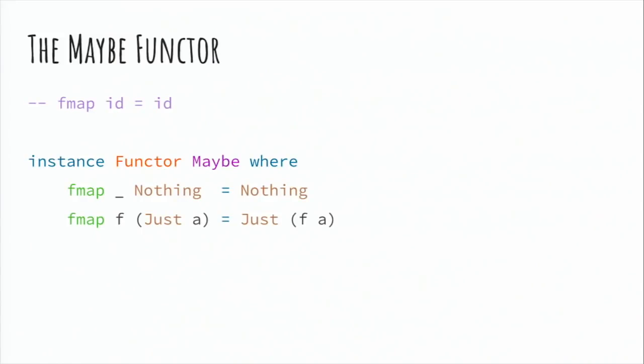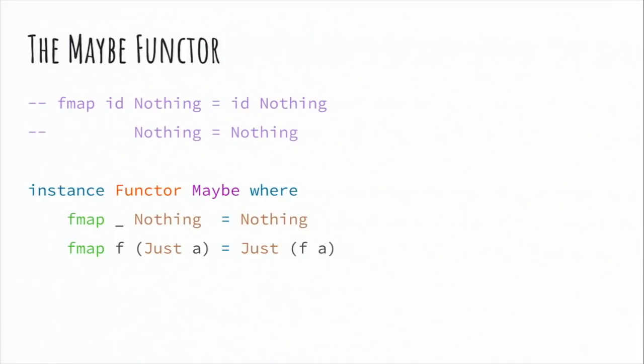And in practice, this means the following. So here we have the definition of fmap for Maybe. And we have the law that says if you apply fmap to ID, it must still be pointing to itself. So it must be the same as ID. For example, if you put in Nothing, it must be the same as ID Nothing.